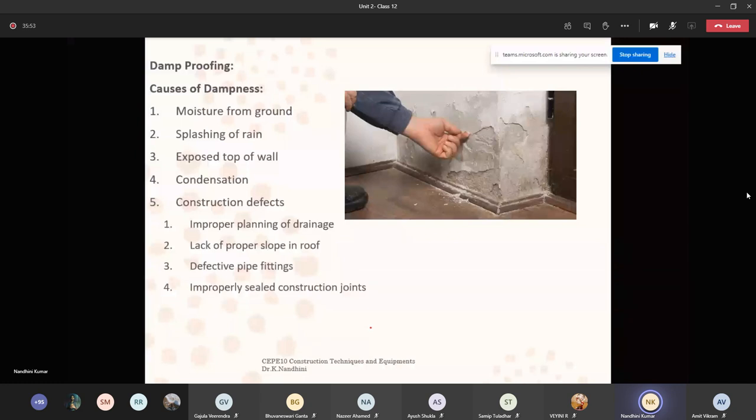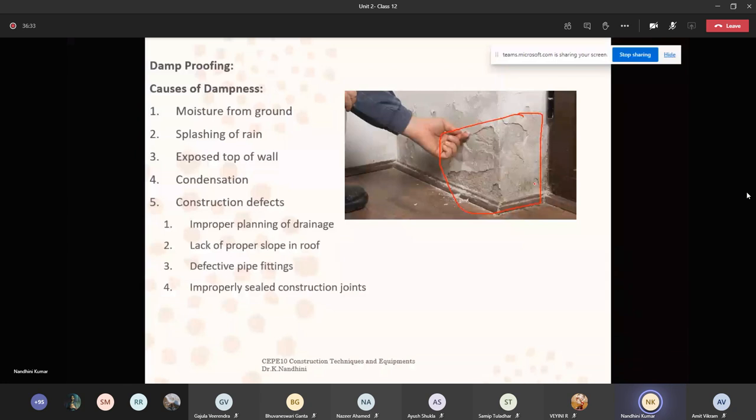What is damp proofing? Have you seen this type of deterioration in any of your structures, maybe in your olden houses? You may observe this in your ceilings or near your bathrooms, even in your hostels or somewhere else. Have you seen this type of spalling of concrete? This is nothing but this particular wall or the concrete getting damp, getting wet.